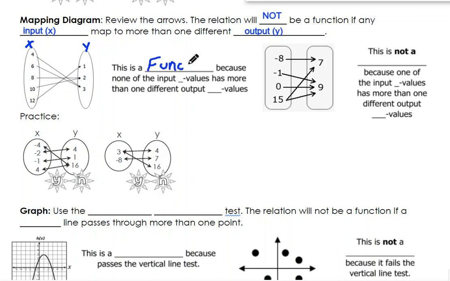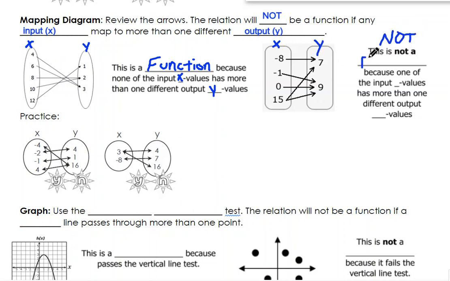So this is a function. This is a function because none of the input or x values have more than one output or y values. Every x has one match.